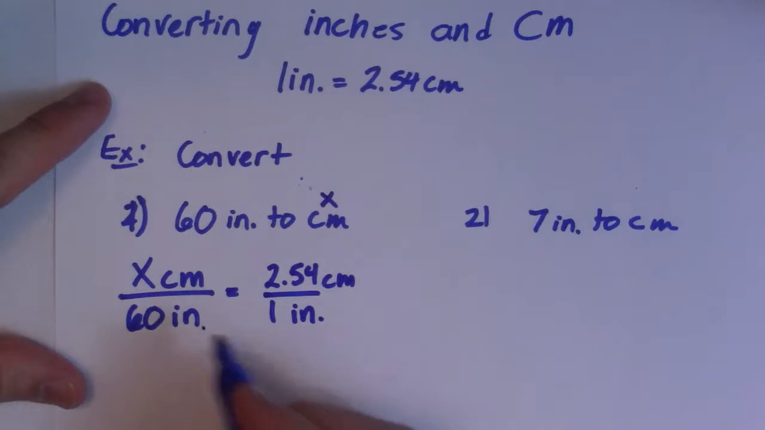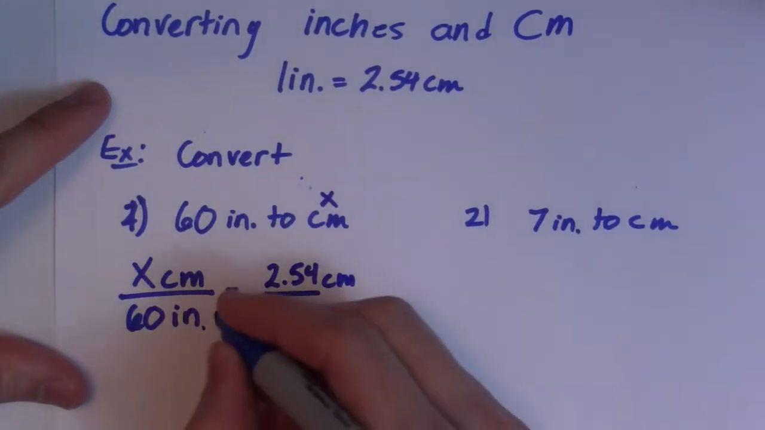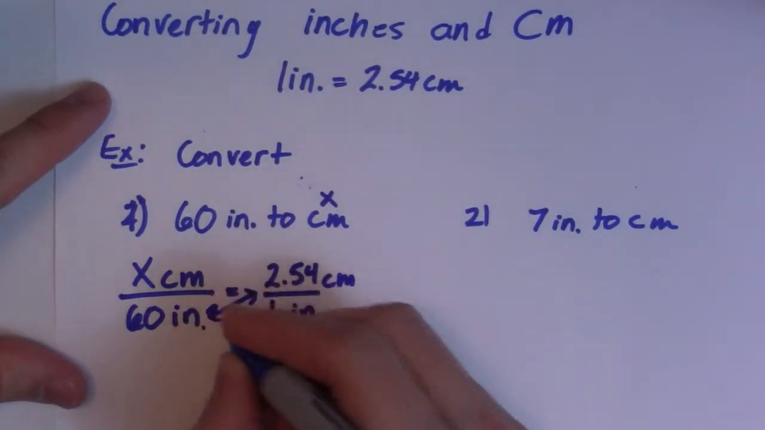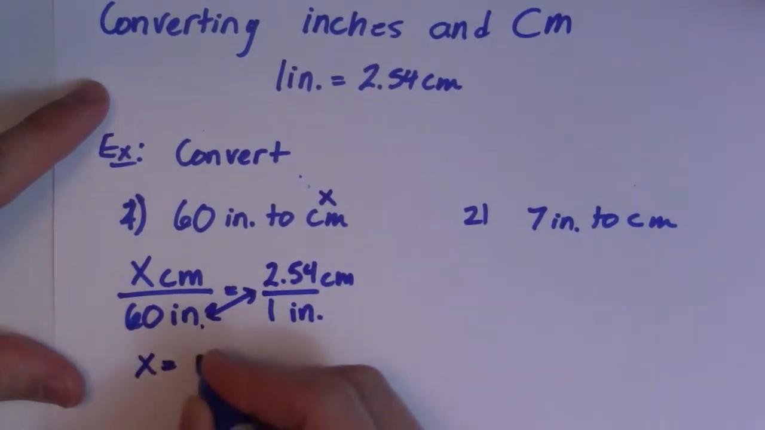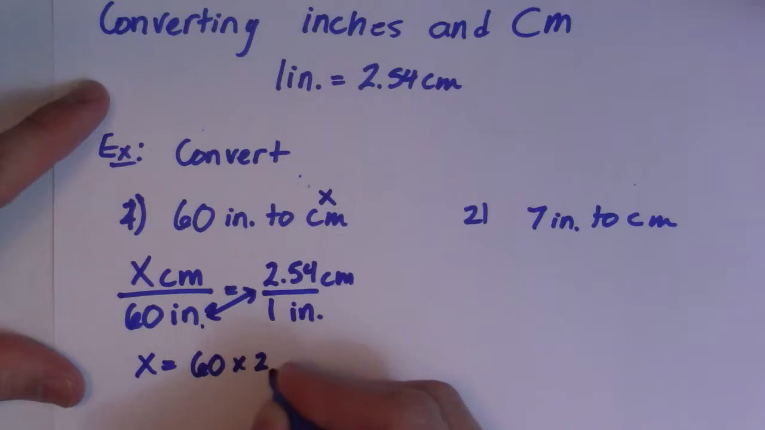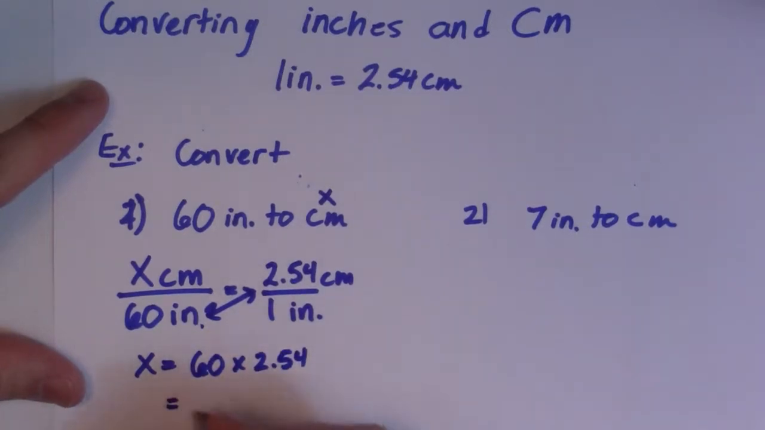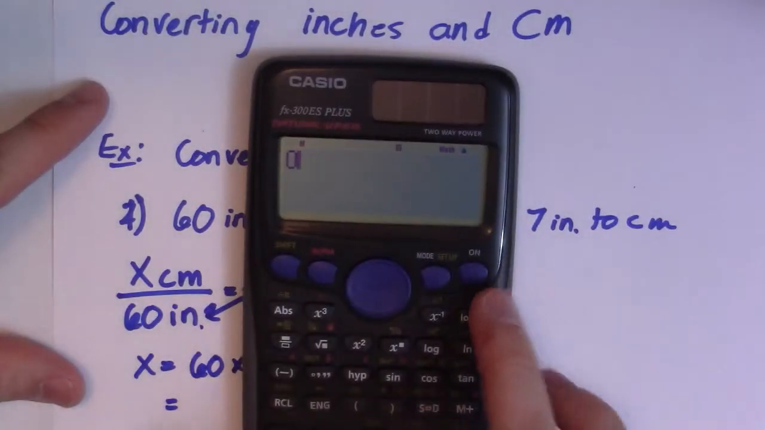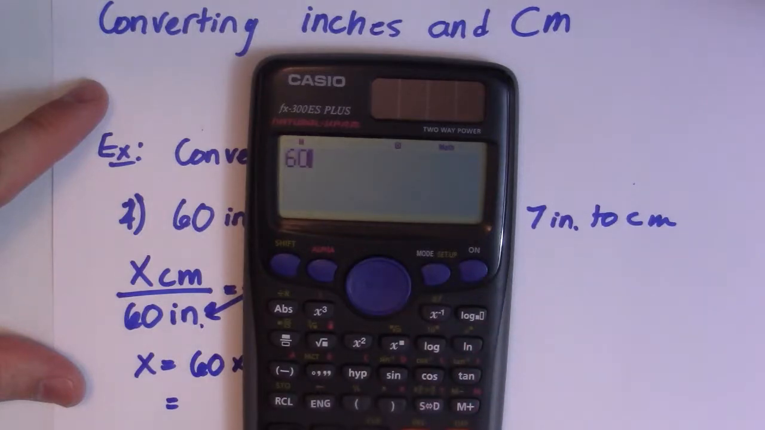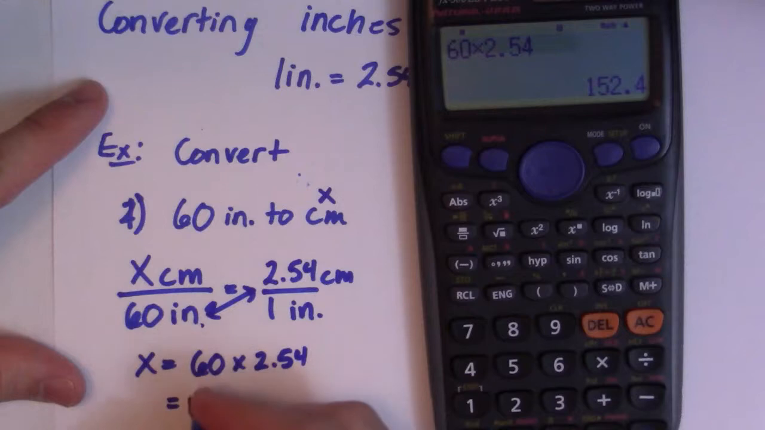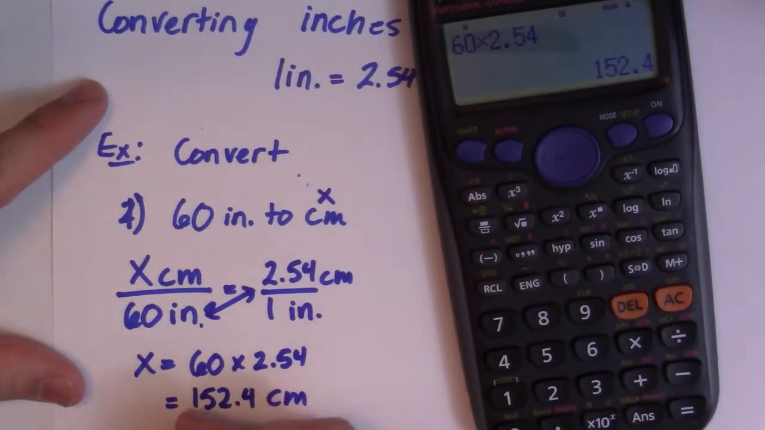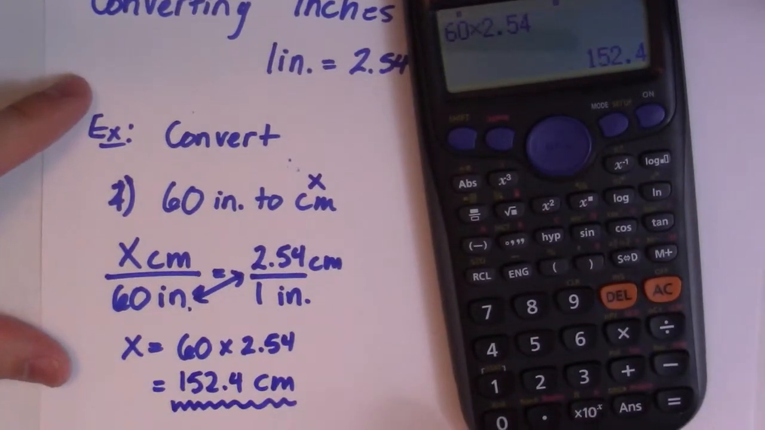All I have to do then is just multiply. I cross multiply just like this. I end up going 60 times 2.54. So x is equal to 60 times 2.54. And that gives me 152.4 centimeters. And there it is. There is my conversion done.